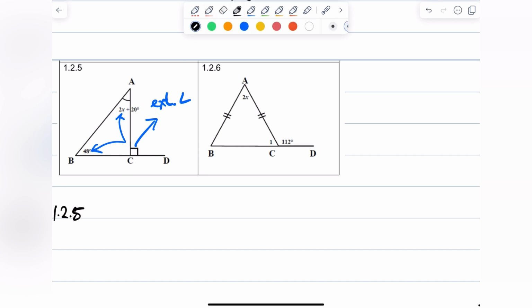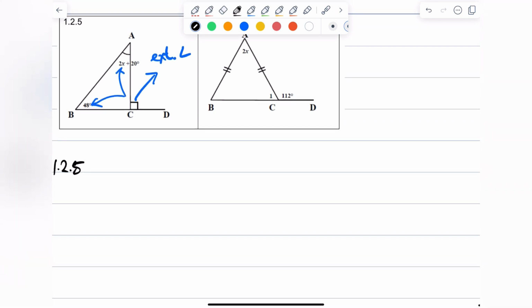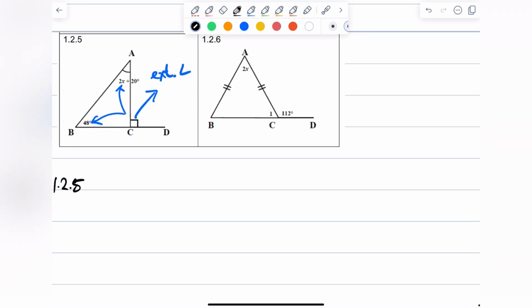Right, so let's get started with the problem. I just wanted to give a bit of background there so that we understand how the diagram works, where all the angles are, what their positions are, and how they function with respect to the properties.